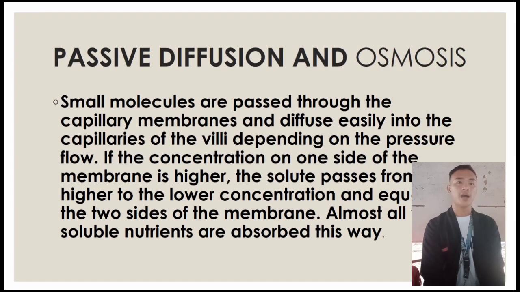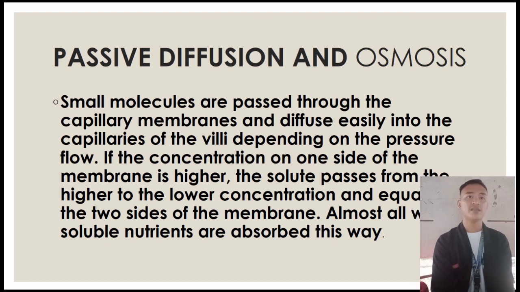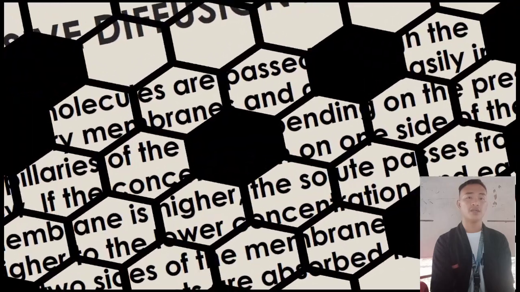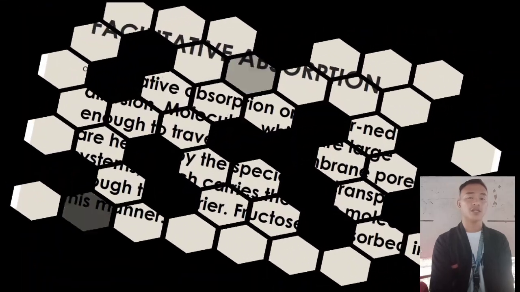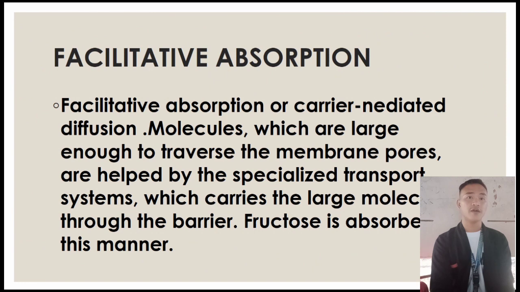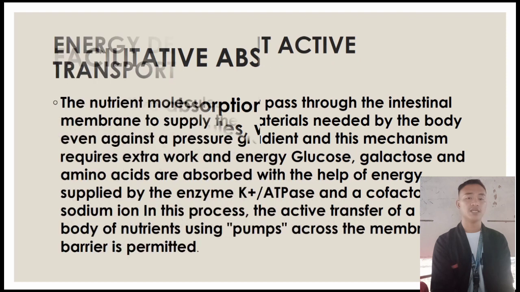Small molecules pass through the capillary membranes and diffuse easily into the capillaries of the villi, depending on the pressure. Next is facilitated absorption, or carrier-mediated diffusion. Molecules which are too large to traverse the membrane pores are helped by a specialized transport system, which carries the large molecule through the barrier. Fructose is absorbed in this manner.